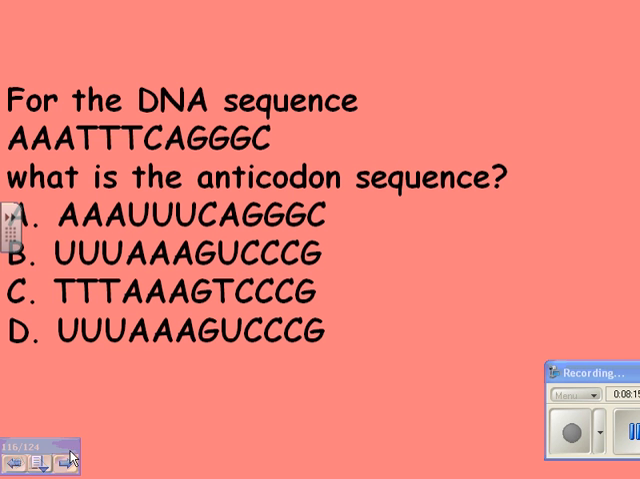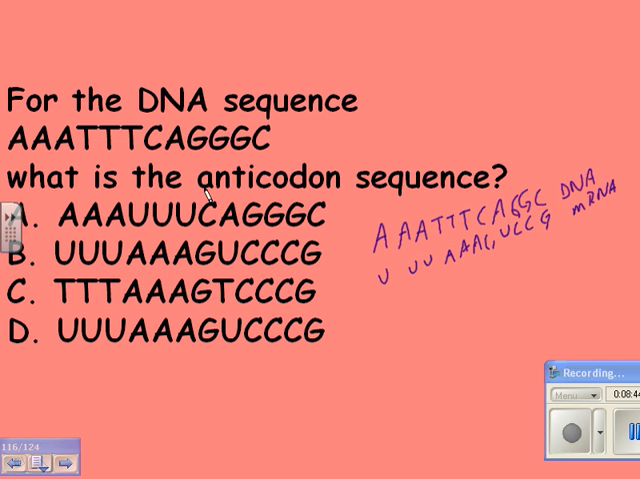And what's the anticodon sequence? Okay, so let's write it out. AAA, TTT, CAGG, C. Okay, so that's the DNA. DNA codes for mRNA, which are the codons, which would be UUU, AAA, GU, CCG.